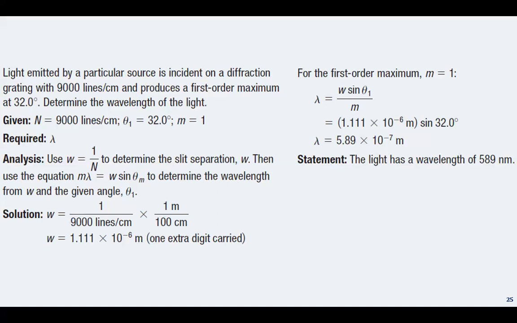So first of all, W equals the reciprocal of N, which is 1.111 times 10 to the power of -6 meters. For the first order maximum, we know m equals 1, right? Therefore, lambda should equal W sine theta 1, which is 5.89 times 10 to the power of -7 meters. So the light has a wavelength of 589 nanometers.